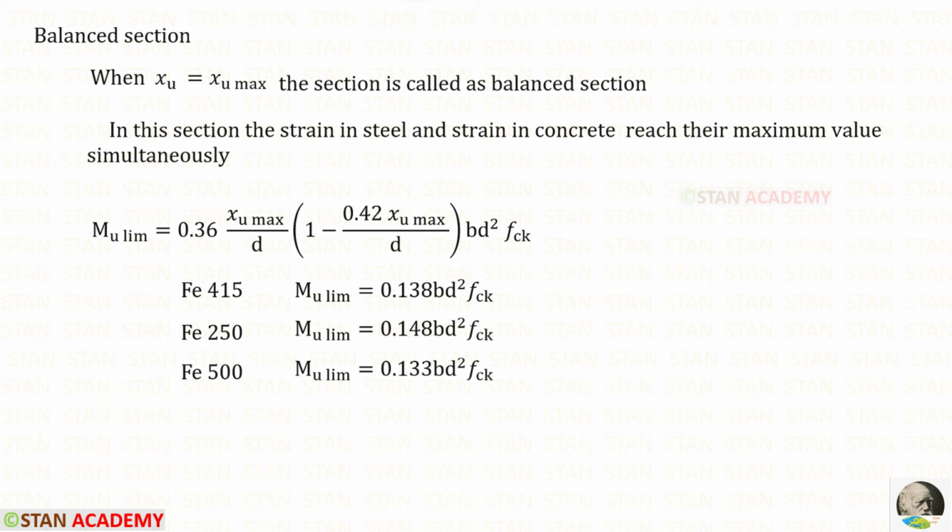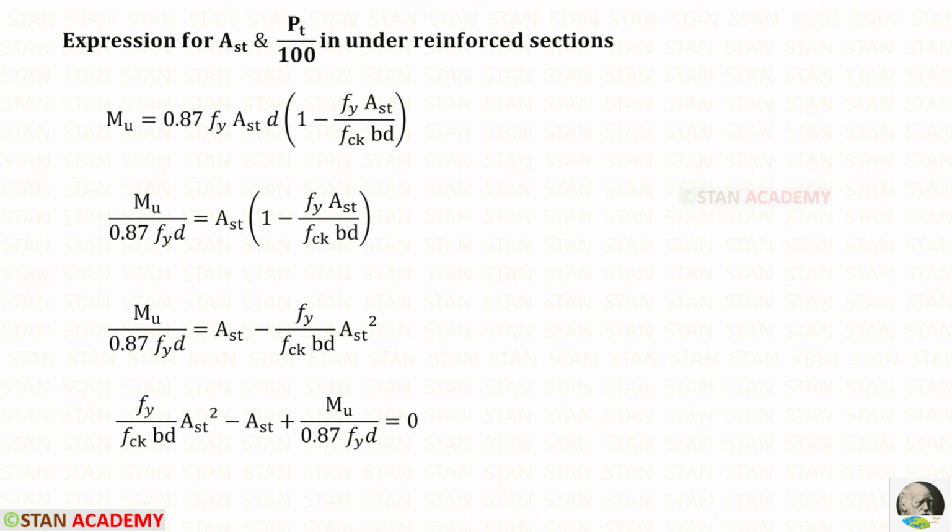We know about the balanced section. Here XU will be equal to XU max. Using this formula or these three, we can find the limiting moment of resistance. Now we are going to make the expression for the area of the steel in tension and the percentage of steel upon 100 in the under-reinforced sections.